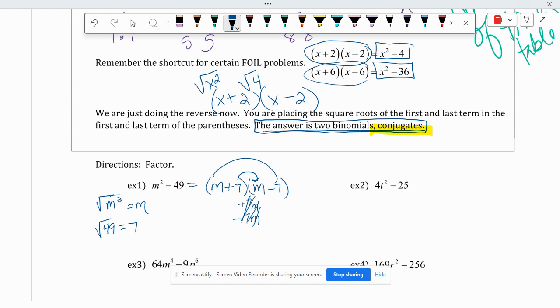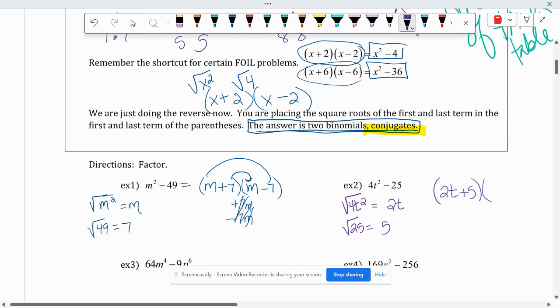Let's look at example 2. What is the square root of 4t squared? What's the square root of 4? 2. And t squared is t. What's the square root of 25? So I'm going to factor this out to be 2t plus 5 times what? Yeah, 2t minus 5.